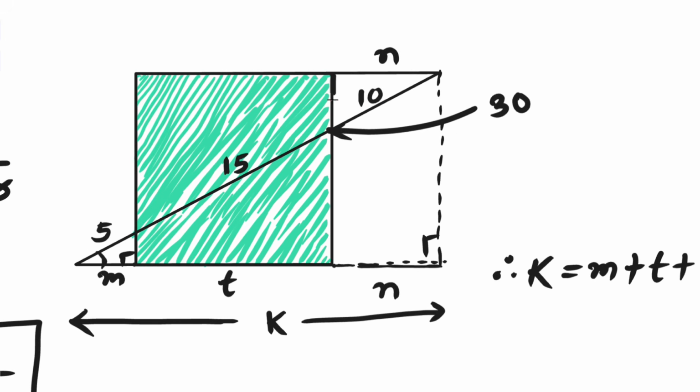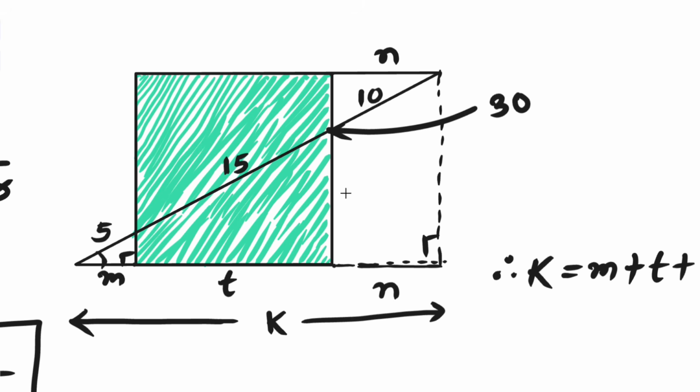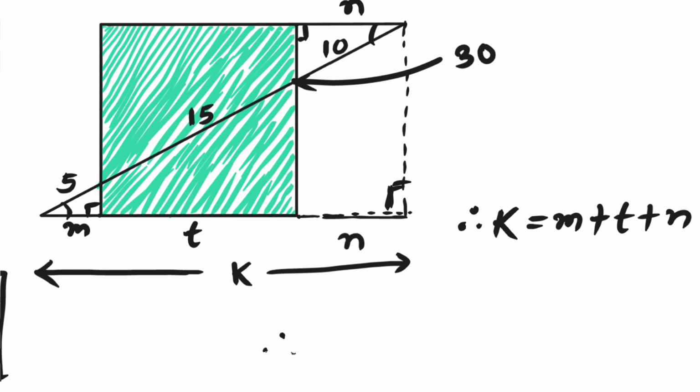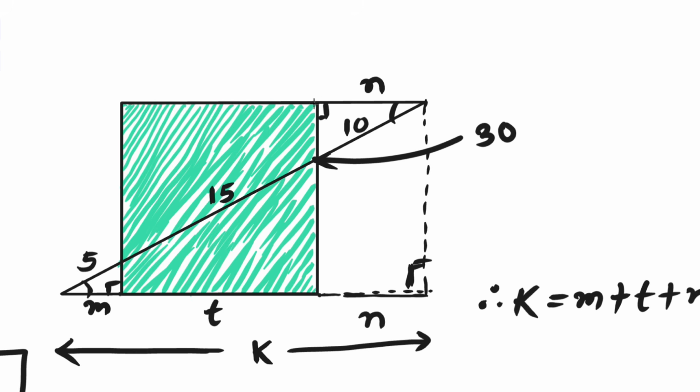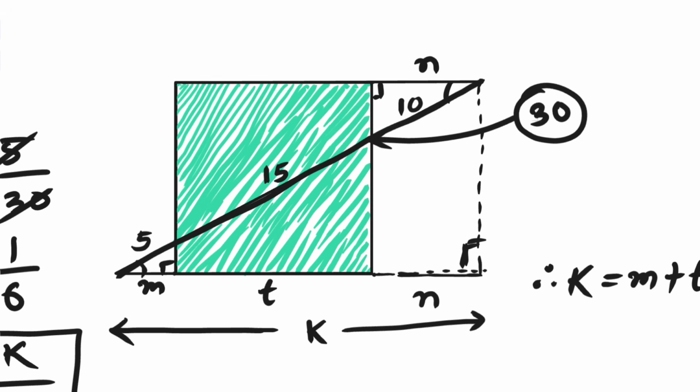Now let's examine the triangle on the right side. Once again, this triangle is similar to the large triangle. The reason is exactly the same. Both contain a right angle and they share an acute angle along the slanted line. Therefore, corresponding sides are proportional. The horizontal side of the right triangle is n, while the corresponding horizontal side of the large triangle is k. The hypotenuse of the right triangle is 10, and the hypotenuse of the large triangle is 30.